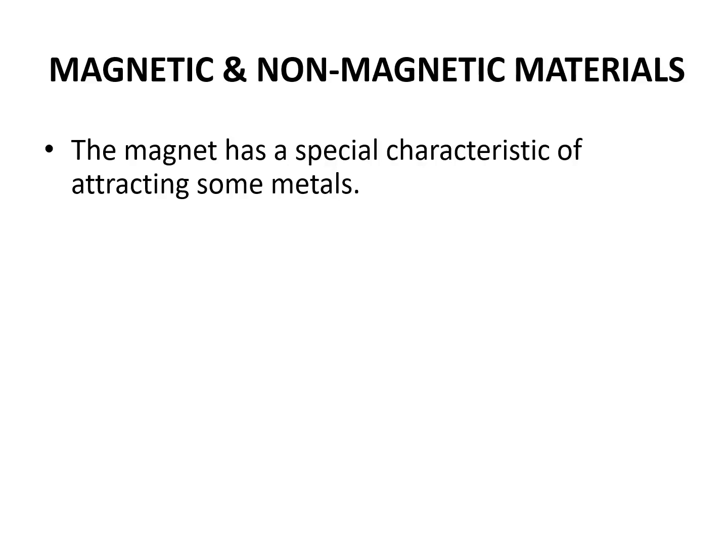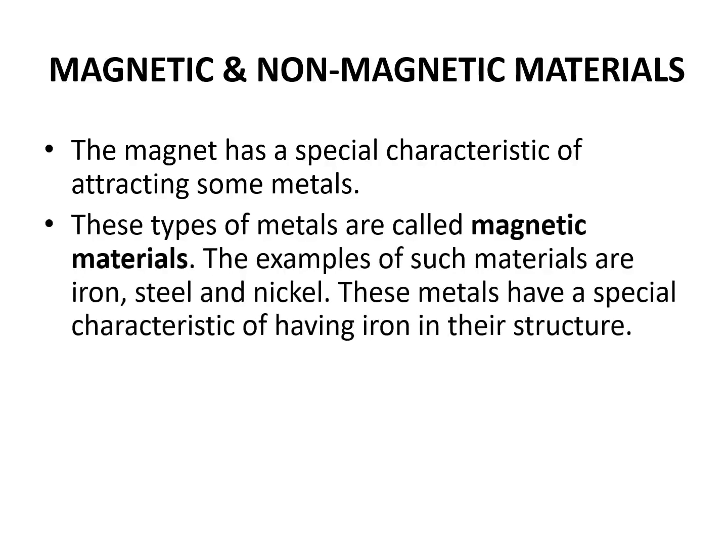Now coming to magnetic and non-magnetic materials. Again, this was done in grade 5 NSN Tech, and we are saying the magnet has a special characteristic of attracting some metals. I want to emphasize that some metals, because some cannot be attracted. But we need to understand that the metals that are attracted by a magnet are therefore called the magnetic metals or magnetic materials.